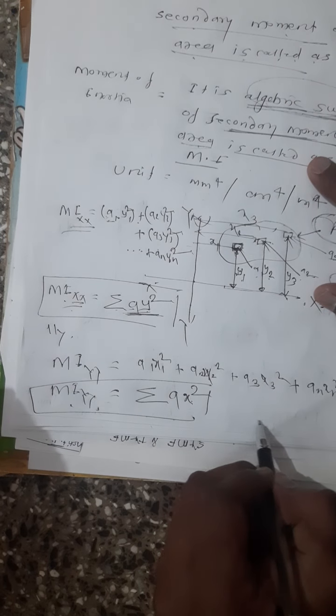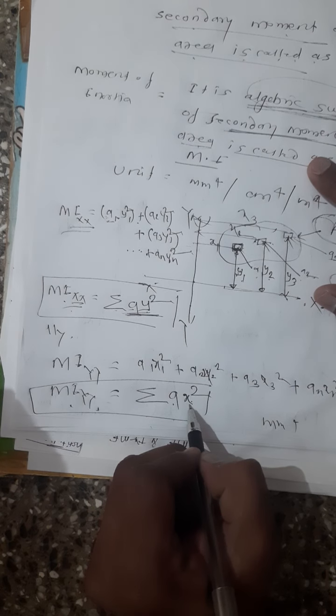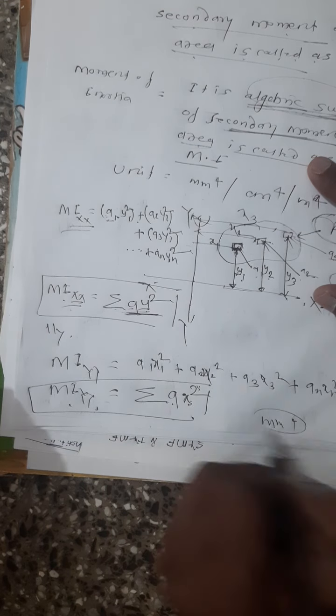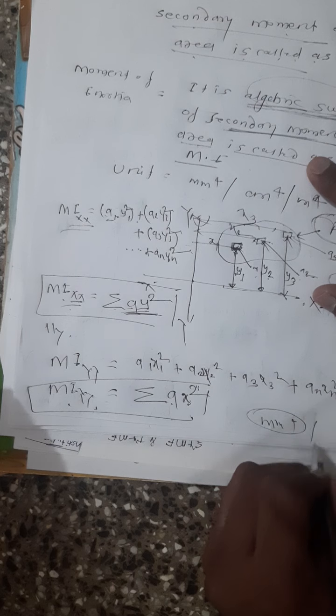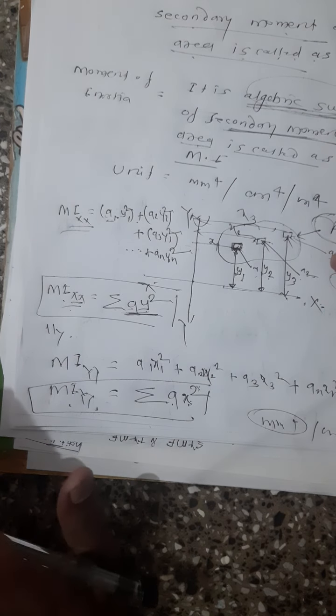And do you know the unit of this moment of inertia? It is mm raised to 4, because area is in mm square and x, having a square, makes mm square again, so mm raised to 4. Sometimes it is centimeter raised to 4. So this is moment of inertia.